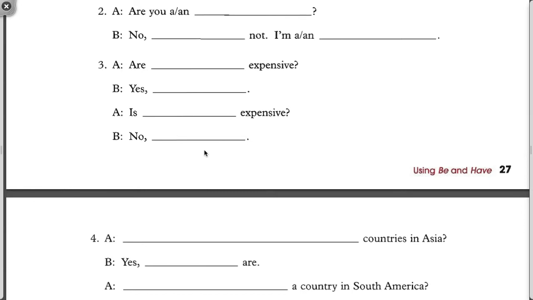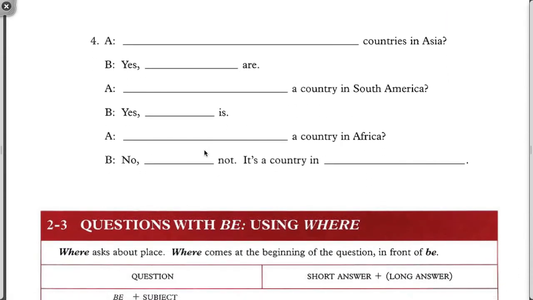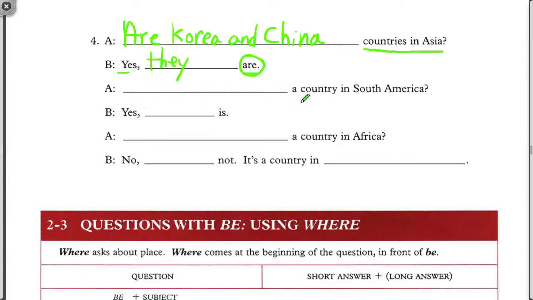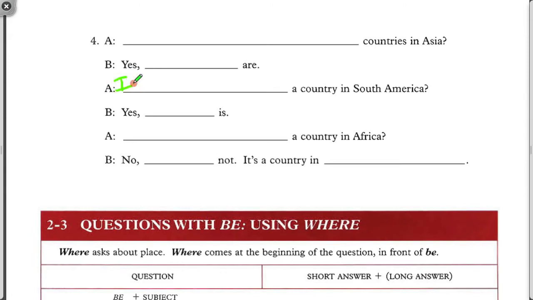Let's see. Countries in Asia, yes they are. So you would say, the answer is yes, they are. And it's asking for countries in Asia. So are would be the first word in the sentence. Are Korea and China countries in Asia? Yes, they are. We're looking for a country in South America, and is Brazil a country in South America? A country in Africa? Here we go. No, it's not.